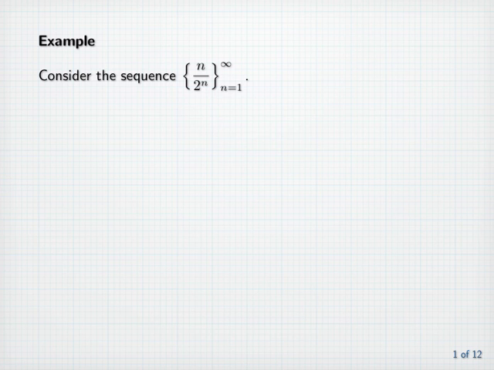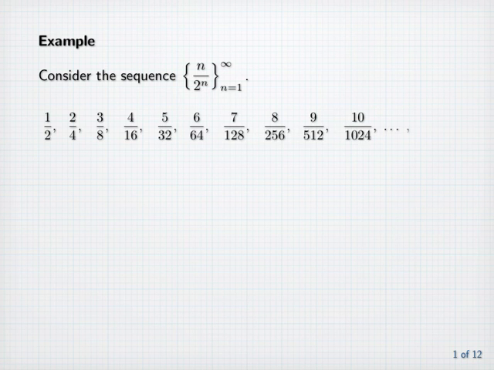Example. Consider the sequence n over 2 to the n as n goes from 1 to infinity. Let's first list the first several terms of this sequence. We have 1/2, 2/4, 3/8, 4/16, 5/32, 6/64, and so on. The 20th term is 20 divided by 2 to the 20th power.